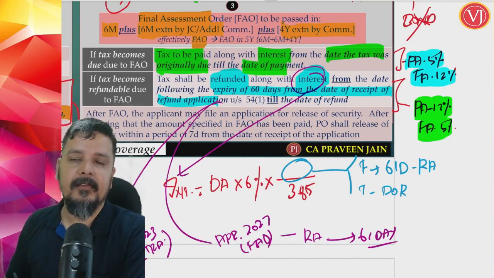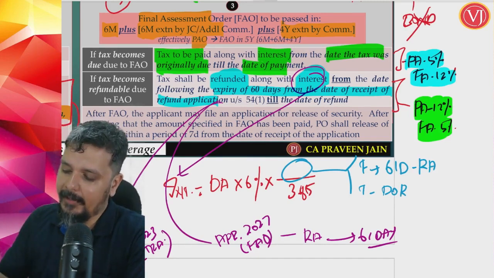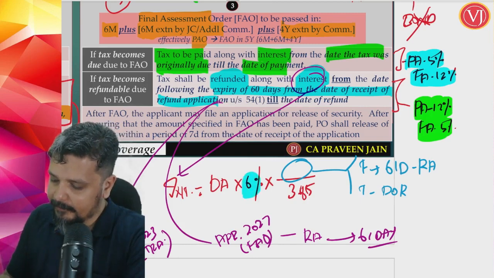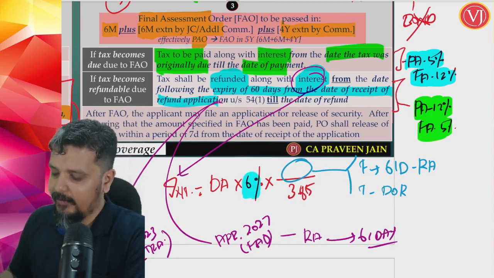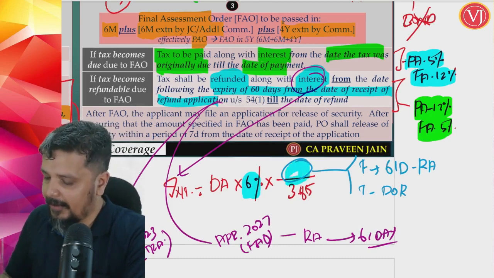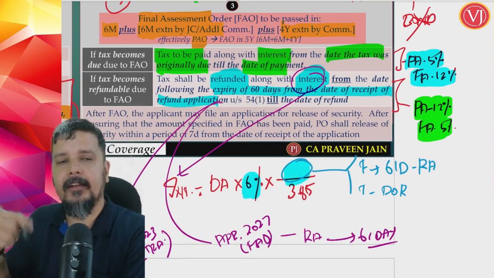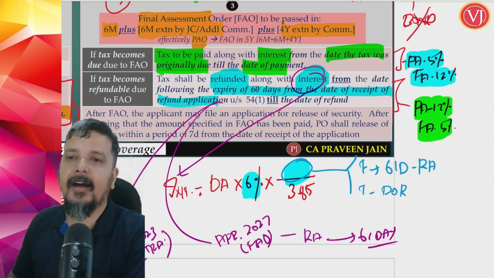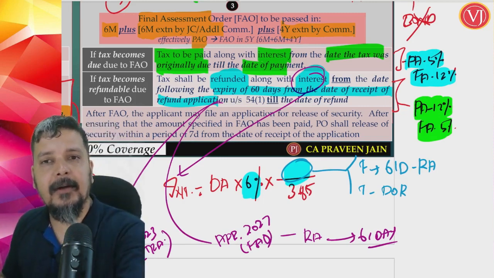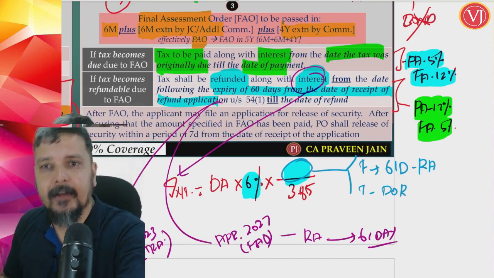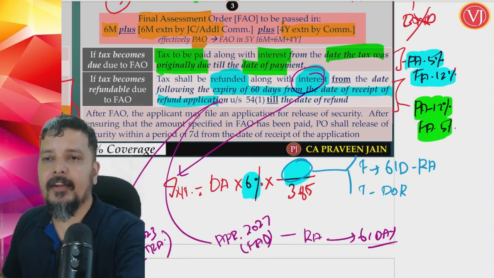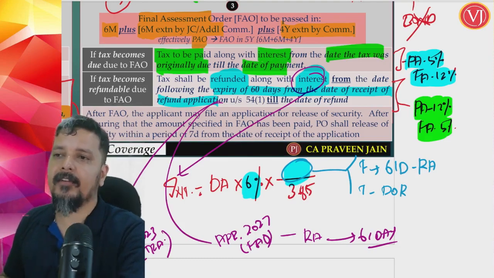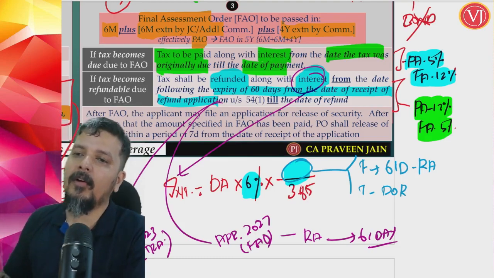61st day. Comparatively, the rate is reduced. The period is also reduced. 18 is reduced to 6. Period is drastically reduced. In most of the cases, if government is giving you refund within 60 days of your refund application, there's no interest.